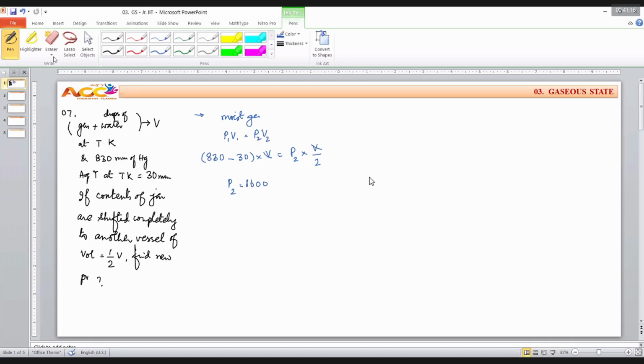1600. This is supposed to be 1600 and millimeter, because it is given in millimeter. Right? Now, is it the final answer? P2, sir, this is not the final answer. What is the final answer? This is supposed to be the pressure of dry gas. I want to have moist gas. What is pressure of moist gas? Pressure of moist gas is equal to 1600 plus 30.